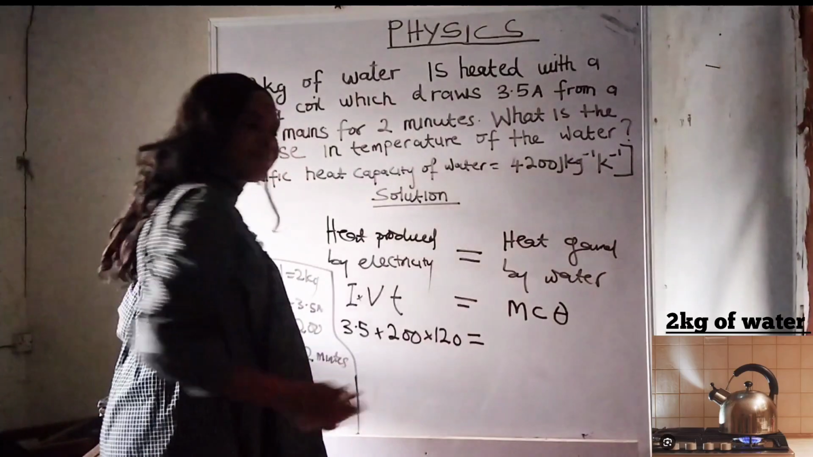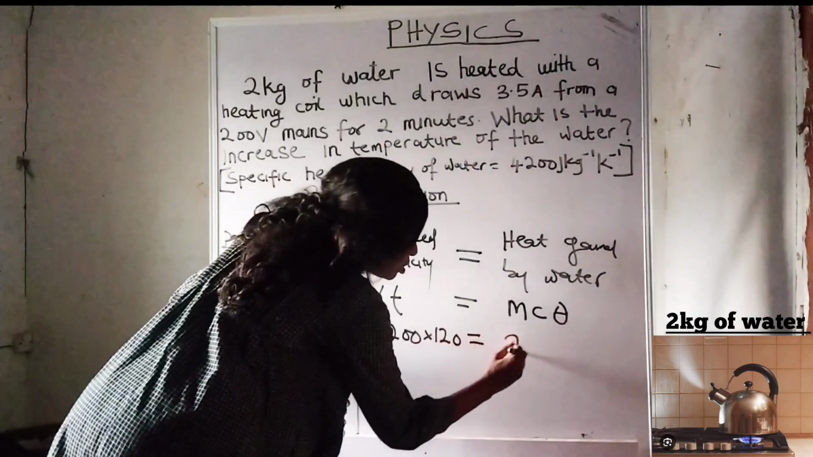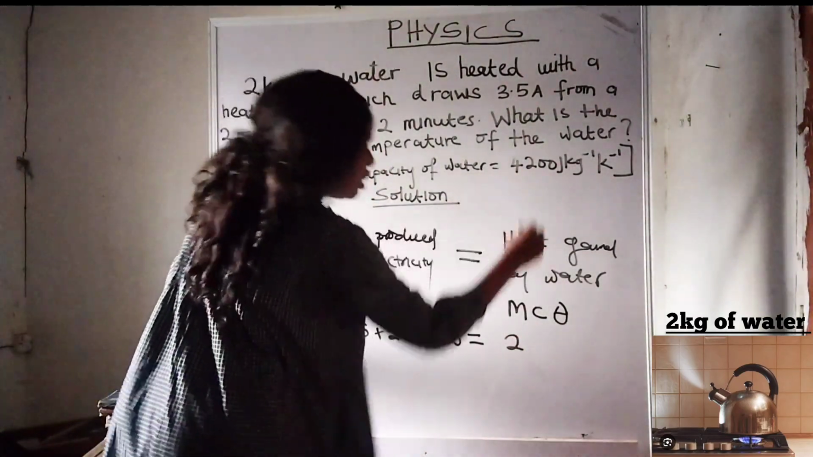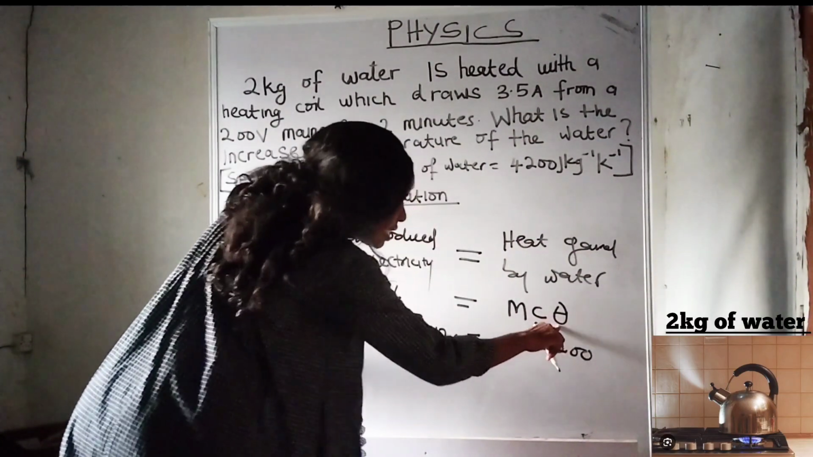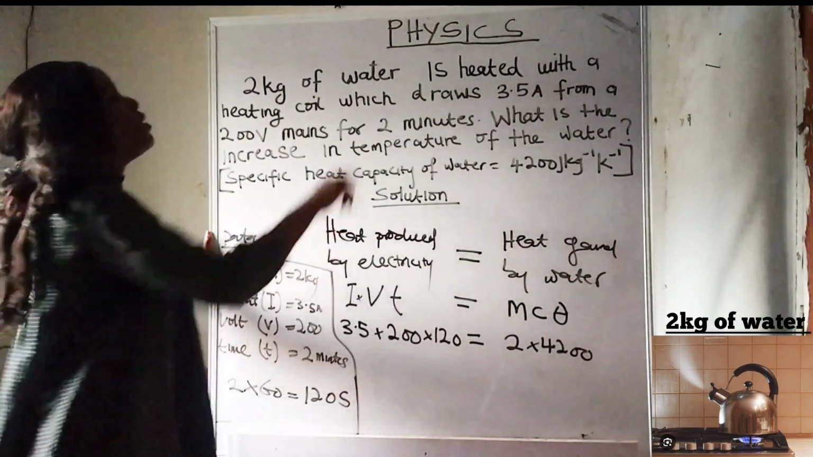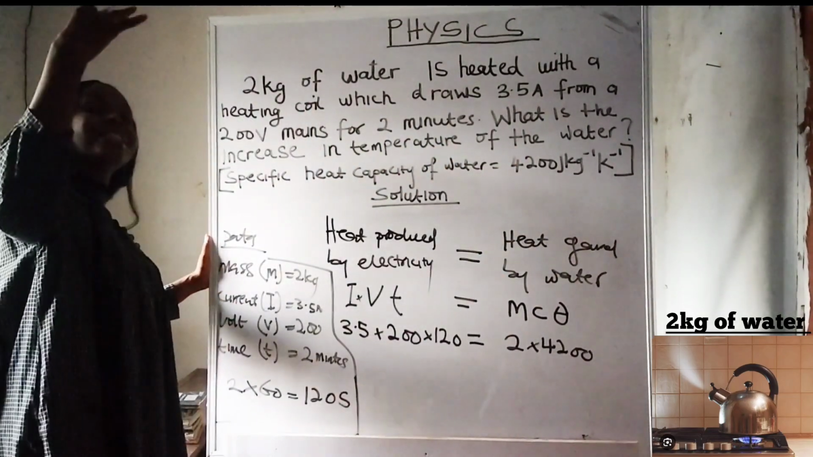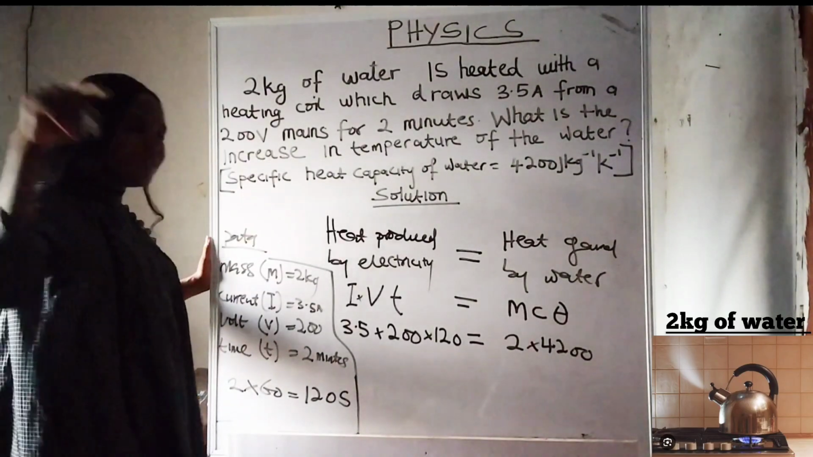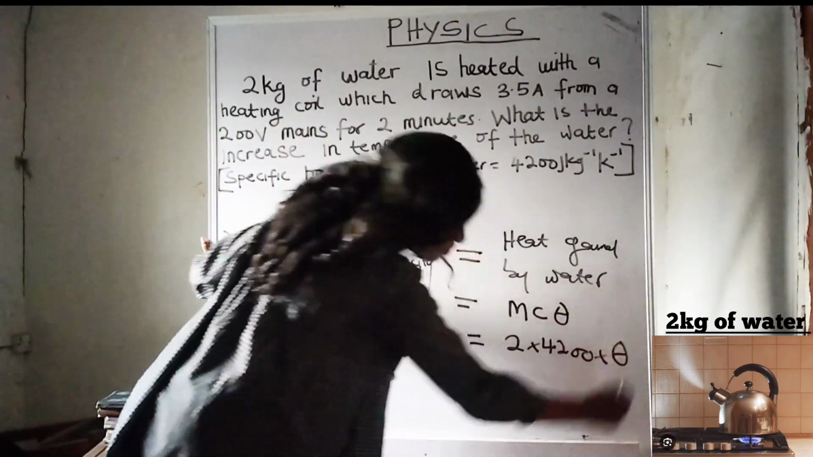I come to this side. Mass is what? 2 kilograms. I write 2 here. Specific heat capacity is what? 4200, times 4200. Theta is what? That is actually what we are solving for. The question says, what is the increase in temperature of the water? So we are solving to get the increase in the temperature of the water as the water was being heated by electricity. So we are looking for theta. So times theta.